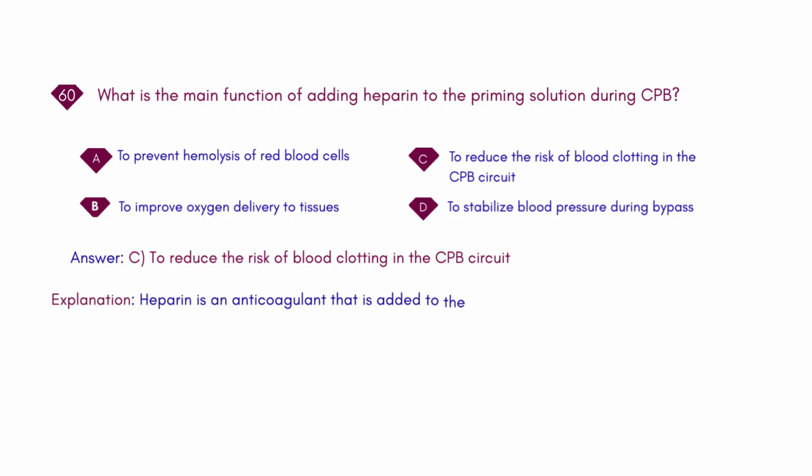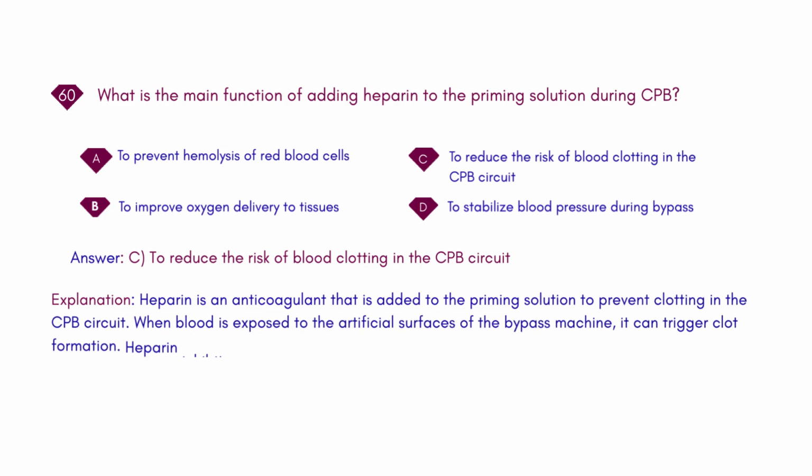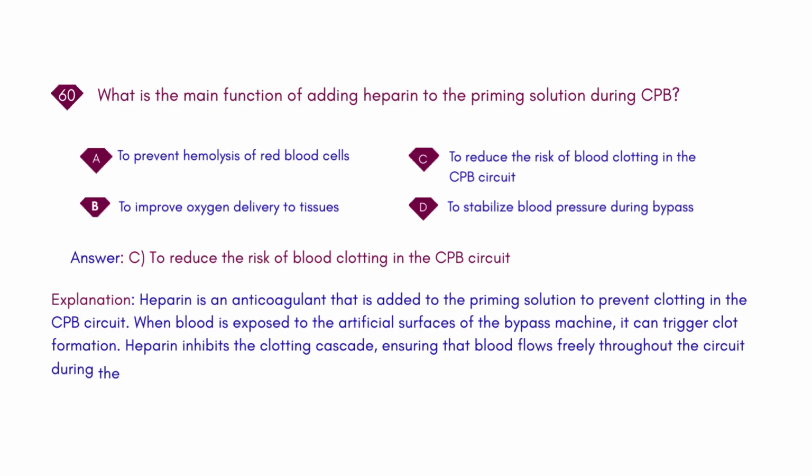Explanation: heparin is an anticoagulant that is added to the priming solution to prevent clotting in the CPB circuit. When blood is exposed to the artificial surfaces of the bypass machine, it can trigger clot formation. Heparin inhibits the clotting cascade, ensuring that blood flows freely throughout the circuit during the procedure.